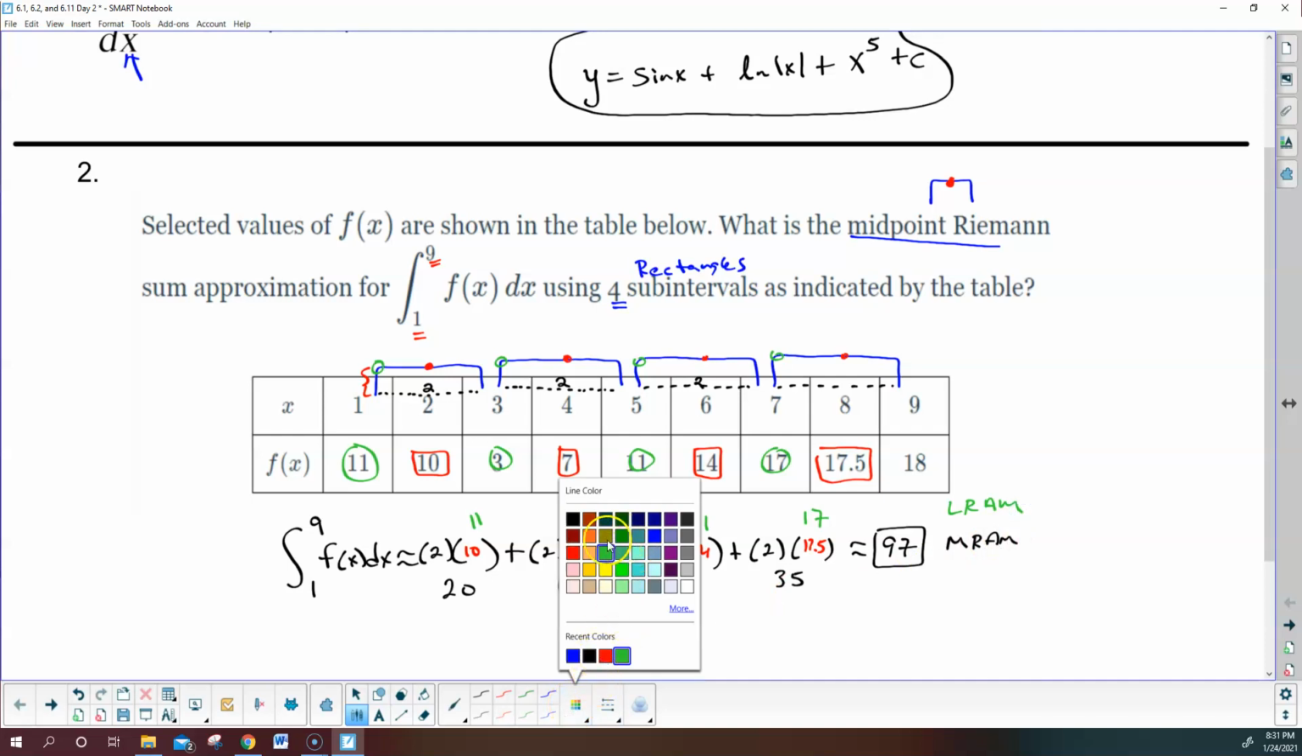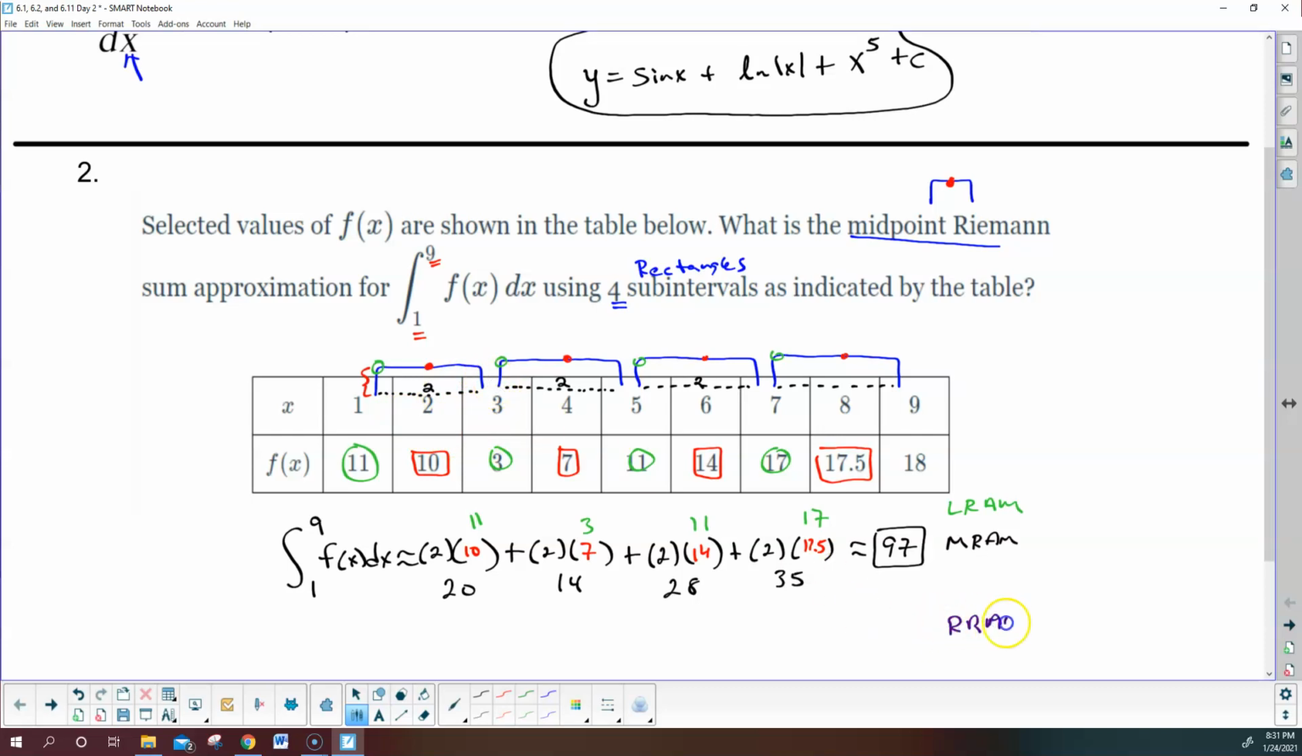Okay, so what if I wanted to do the RRAM? What would RRAM be? Well, RRAM would be using the right values, so I'd do the 3, the 11, the 17, and the 18, and notice I would ignore the first value if I'm doing the right approximation method. And then I could just plug in the purple ones here, so 3, 11, 17, 18, and then add them all up. So that's just a quick review of LRAM, RRAM, and MRAM.